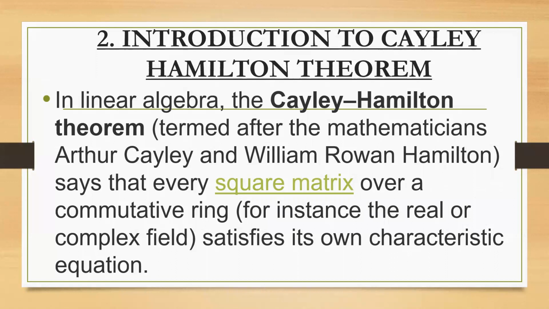In simple and short words, the Cayley-Hamilton theorem is named after Arthur Cayley and William Rowan Hamilton. Again, the Cayley-Hamilton theorem can be explained as: every square matrix over a commutative ring, where a commutative ring is a ring in which multiplication is commutative, satisfies its own characteristic equation.